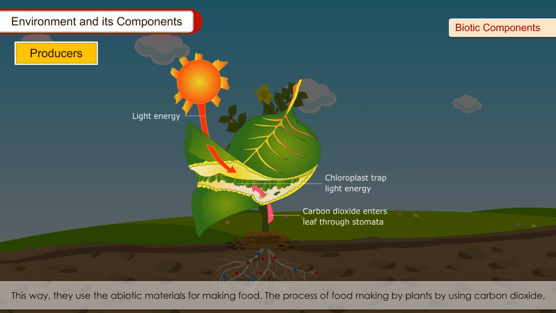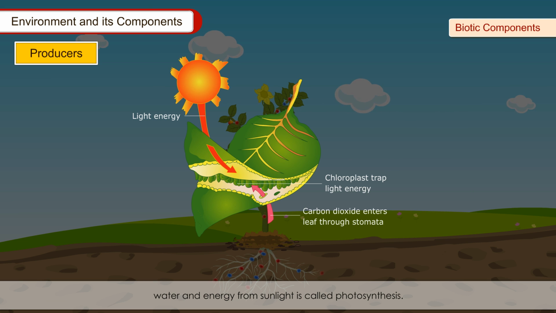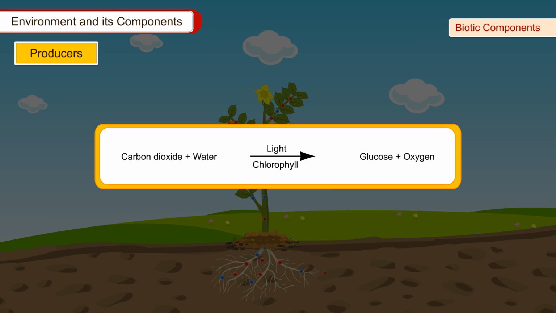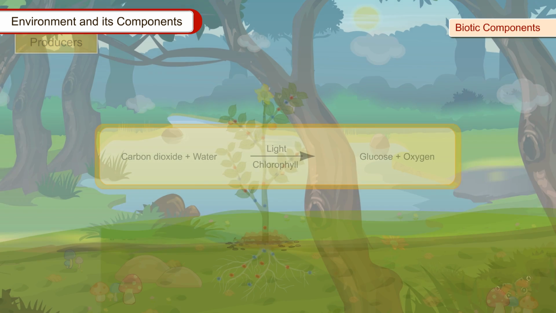The process of food making by plants by using carbon dioxide, water, and energy from sunlight is called photosynthesis. Carbon dioxide plus water under light and chlorophyll gives glucose plus oxygen.